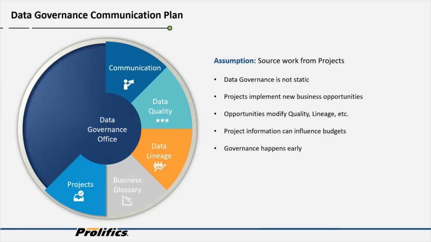All right, for projects. Data governance is not static. Data governance evolves as the organization evolves. And how do you get ahead of what's going to come at you in the data governance group? You work with the projects. I'm talking about the strategic projects that your organization is doing and working on. Are they replacing a data lake? Are they putting in a new ERP system? That's going to impact what is in your glossary, your data quality rules, and your data lineage.